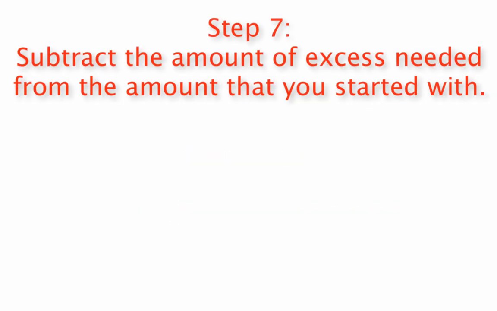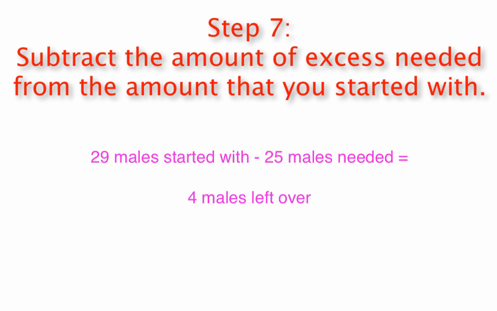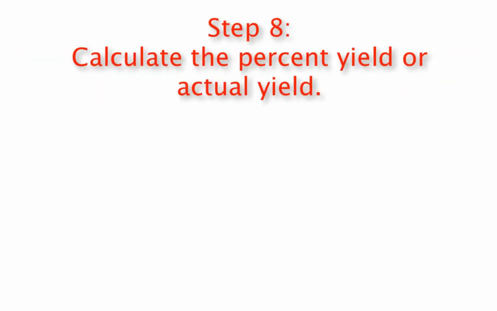Step 7. Subtract the amount of excess needed from the amount that you started with. You started with 29 males, but only need 25 males. So therefore, you have 4 males left over. Step 8. I'm going to give you more information for step 8.